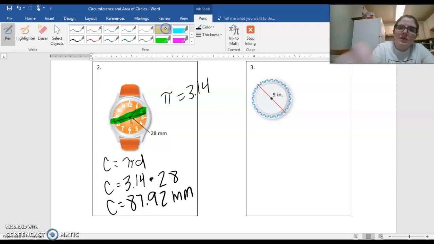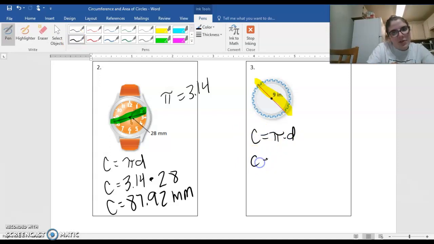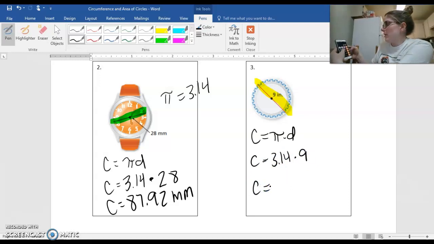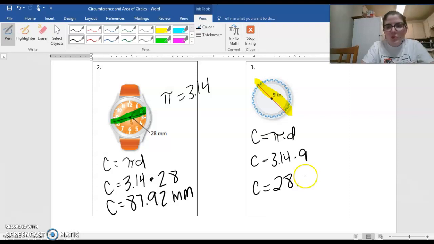And on the next one, if you notice, they also give me the diameter because it goes all the way through. So I'm going to use the formula circumference equals pi times diameter. So circumference equals 3.14 times the diameter, which is 9. So I'm going to take 3.14 times 9, which is 28.26 inches.